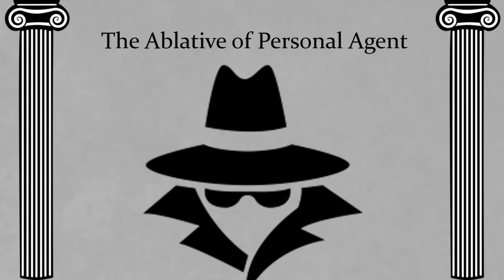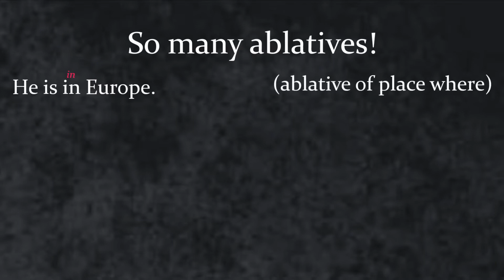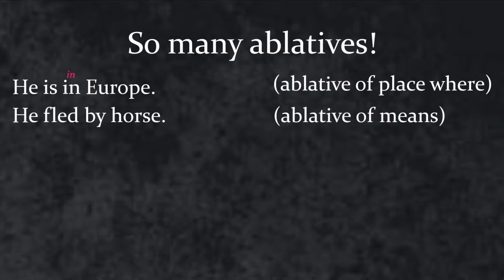There are many uses of the ablative. This is one of the most important ones. Some of the ones that we've seen most often in this early part of the year are this one here. He is in Europe. This is the ablative of place where, right? So in plus the ablative. He fled by horse, which actually uses no preposition. This is the ablative of means or the ablative of instrument. It tells us how someone did something, using what instrument, using what means they accomplished something.